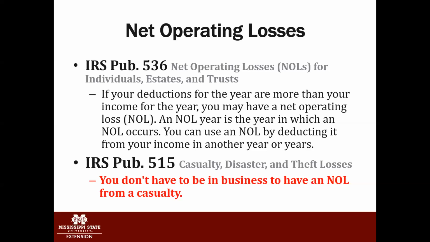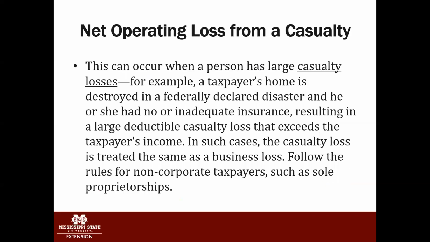Now, the reason I mention that this is applicable to all forest landowners and not just businesses is if you turn your attention to IRS Pub 515 under casualty, disaster, and theft loss, you don't have to be in a business or classified as a business owner, where you meet the thresholds for the hours test, to have a net operating loss. And specifically, this occurs when you have a casualty, okay? So, net operating loss from a casualty.